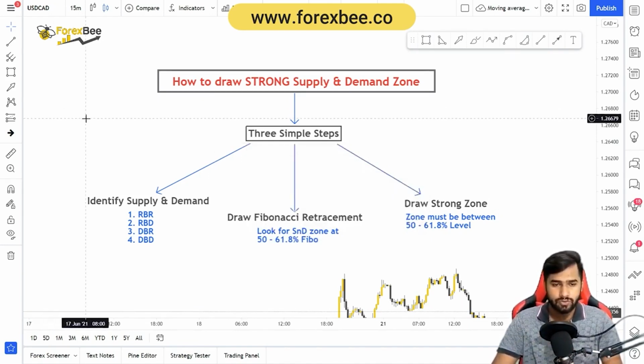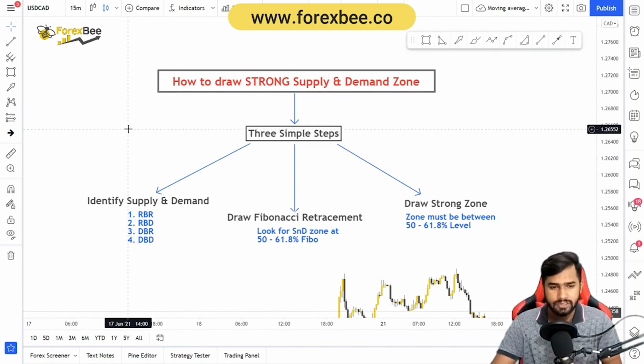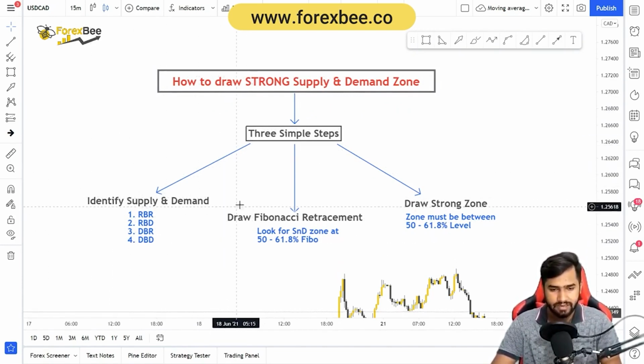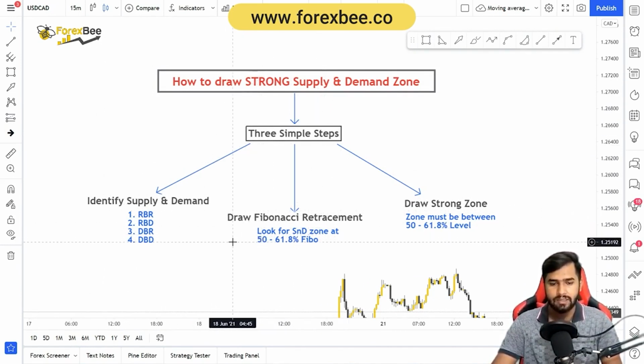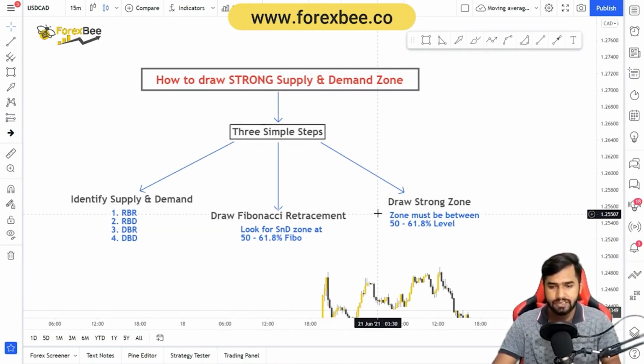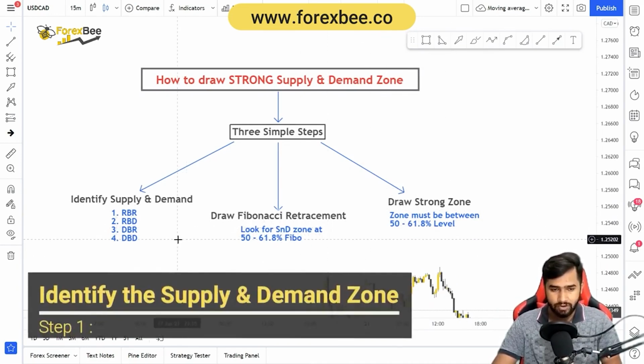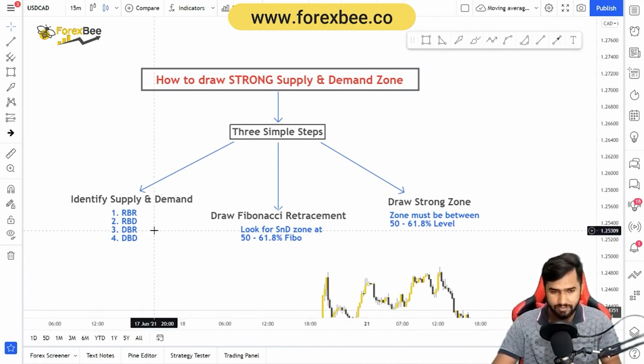In order to identify the strong supply and demand zones, there are basically 3 steps that we need to follow. The first step is identifying the supply and demand zones. The second step is adding a confluence or a filter, the Fibonacci retracement. We need to draw the Fibonacci retracement, and then the third step is basically drawing the strong supply or demand zone. So let's go ahead and discuss the first step, identifying the supply and demand zone.